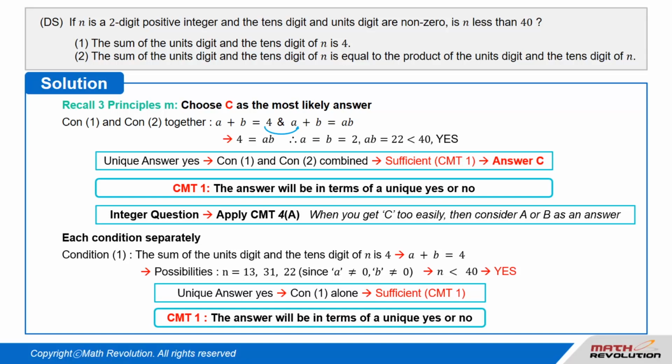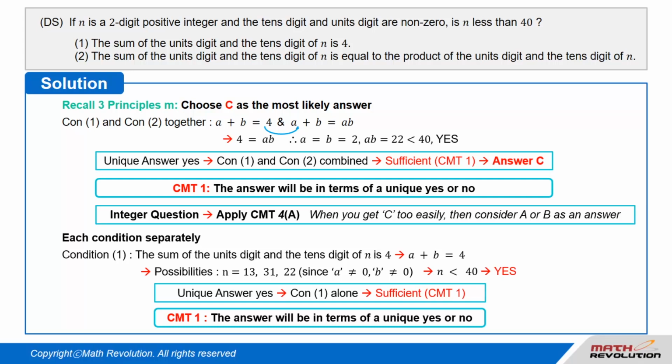However, since this question is an integer question, which is also one of the key questions, we should apply CMT4A, which states if you get to C as an answer too easily, then consider A or B as an answer. So, we have to consider each condition separately. Condition 1 tells us that the sum of the units digit and the tens digit of n is 4. That is, a plus b equals 4. The different possibilities are 13, 31, and 22, as both a and b are non-zero. n will be less than 40 in each case, so we get yes.